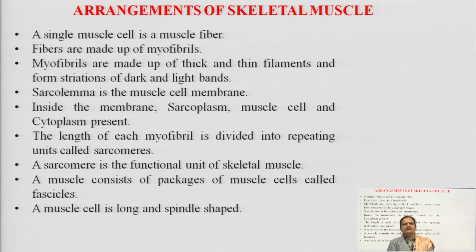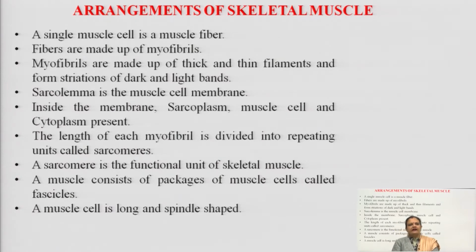Beneath the myofibrils there is a structure named the sarcolemma. The sarcolemma is the skeletal muscle cell membrane. Inside the membrane, the sarcoplasm, the muscle cell cytoplasm, is present. The length of each myofibril, which is a fiber-like structure, is divided into repeating units named sarcomeres. A single sarcomere is considered the functional unit of skeletal muscle. Always remember, the functional unit of a skeletal muscle is the sarcomere.